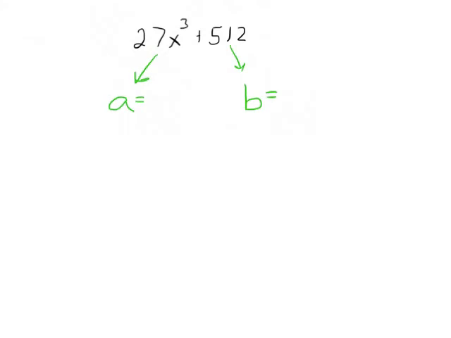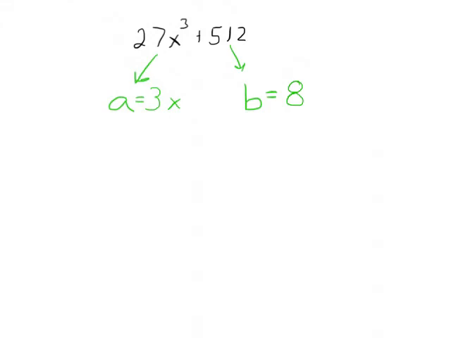So when you start this problem, we recognize that A should be 3x, because 3x times 3x times 3x gets me 27x cubed. And B is what times what times what is 512? 8. And that's 8. And to be honest, that's just something you memorize.